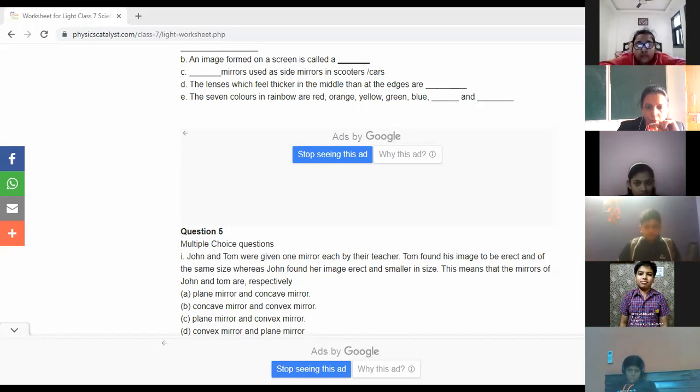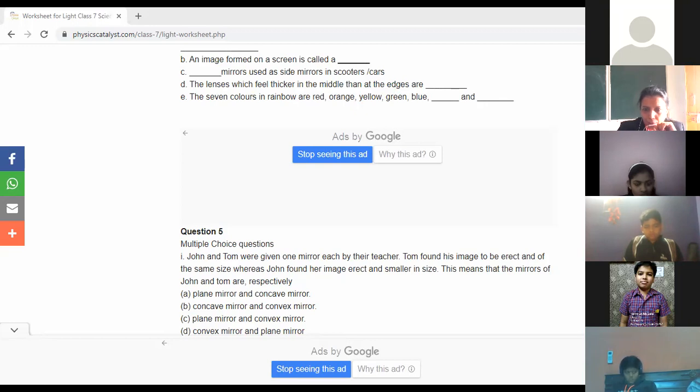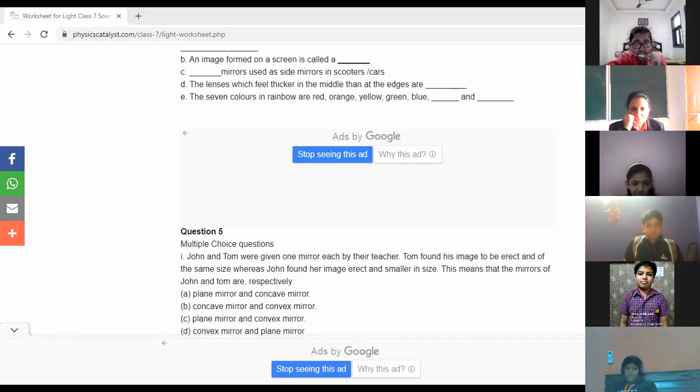John and Tom were each given one mirror by their teacher. Tom found the image to be erect and of the same size, whereas John found his image erect and smaller in size. The first found the image erect and of the same size; the second, erect and smaller. Which types of mirrors can they have? Plain mirror and convex mirror.